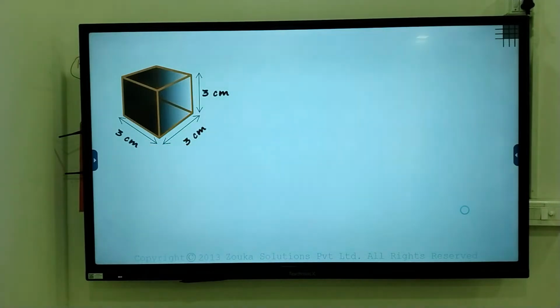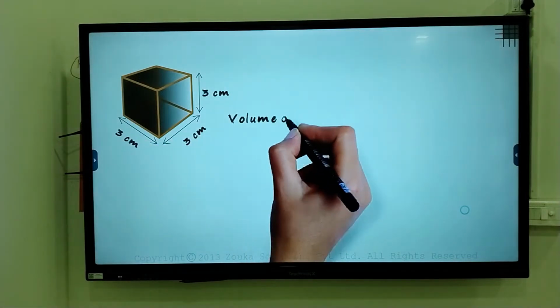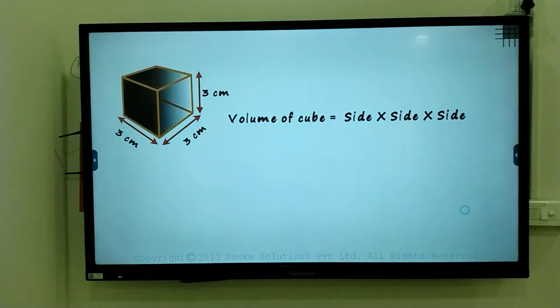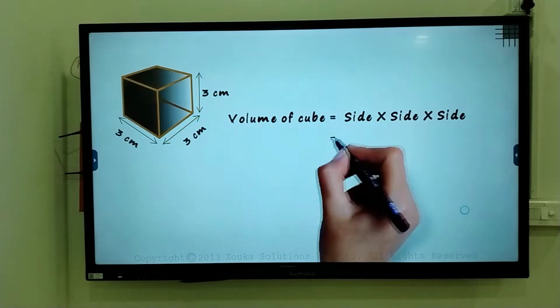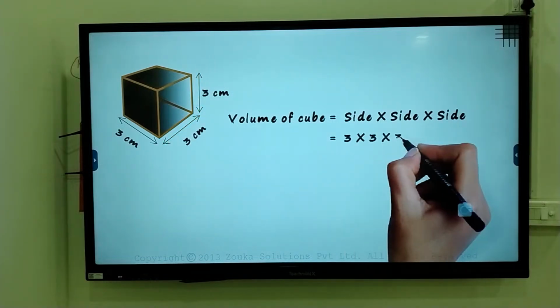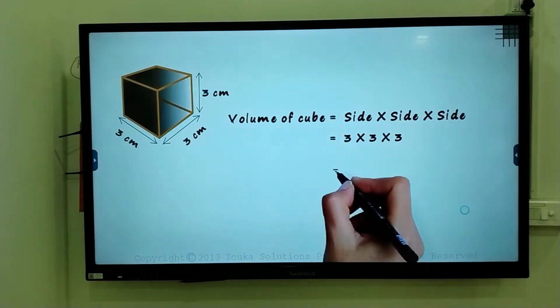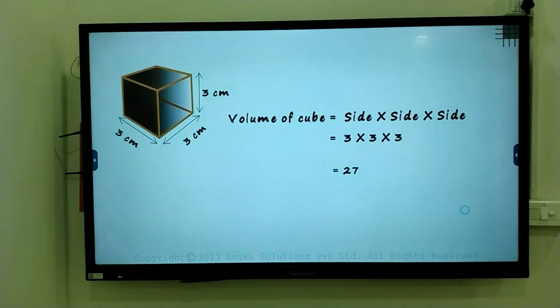If we remember correctly, the volume of a cube is given by side multiplied by side multiplied by side. So that will equal 3 multiplied by 3 multiplied by 3. So this is actually 3 cubed. That will give us 27. So that's one of the practical applications of cubed or raised to 3.